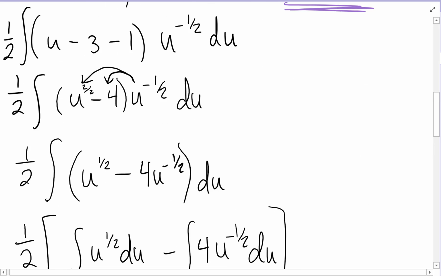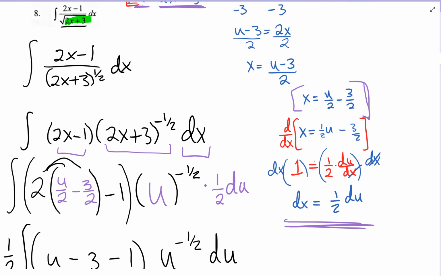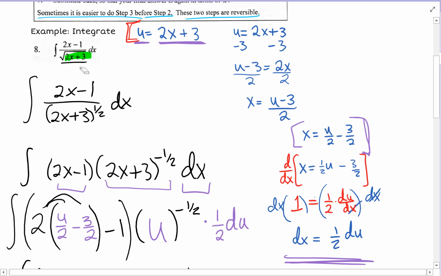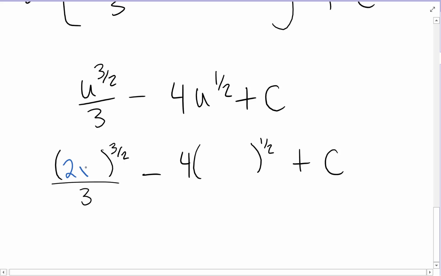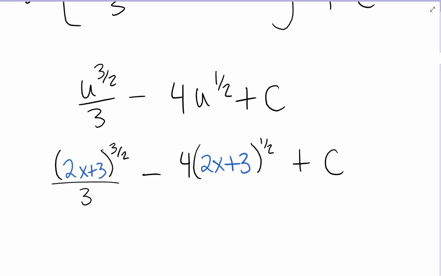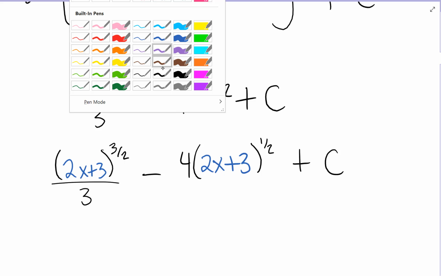Yay, you found an integral. You just didn't exactly find the one they wanted us to find, because the one they wanted us to find is in terms of x. So we found the integral in terms of u, and now we need to substitute back in to get the integral in terms of x. So u is equal to 2x plus 3. Now we have substituted, and this right here is our integral.